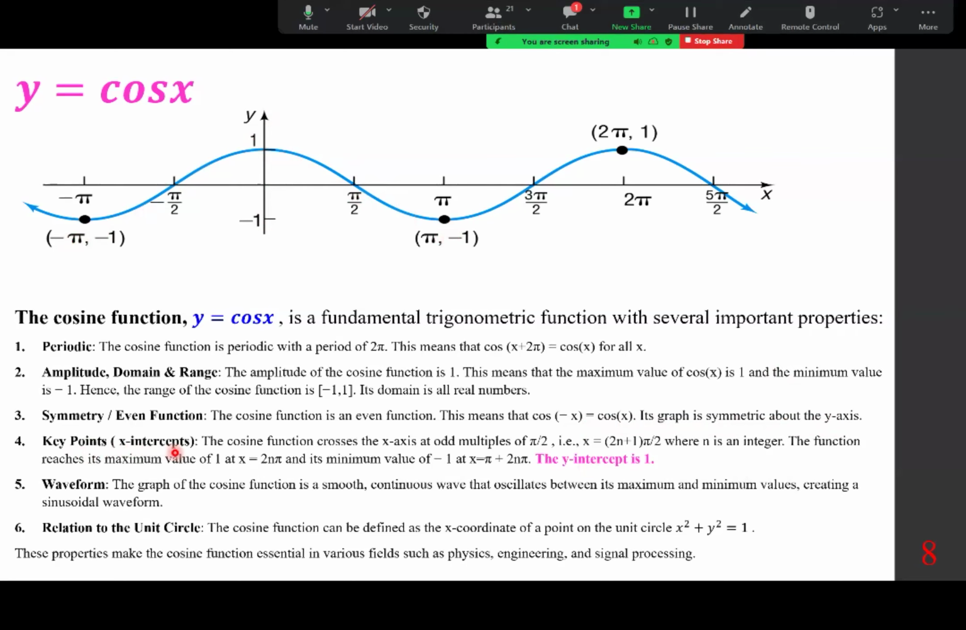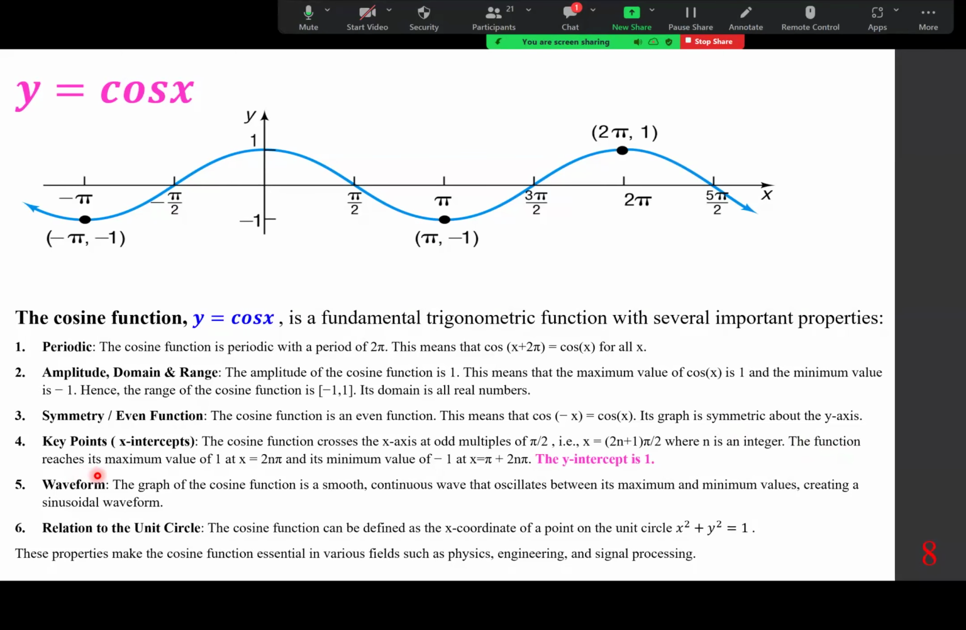Key points, x-intercepts. The cosine function crosses the x-axis at odd multiples of pi over 2. That means (2n plus 1) times pi over 2. This represents a number which is odd, times pi over 2. Remember, n is an integer. For example, if n is 0, we look at pi over 2. If it's 1, 3 pi over 2, and so on. 5 pi over 2, 7 pi over 2, and so forth.